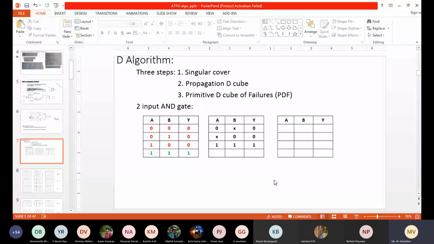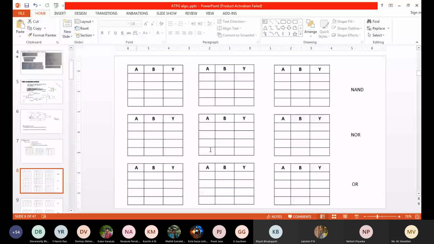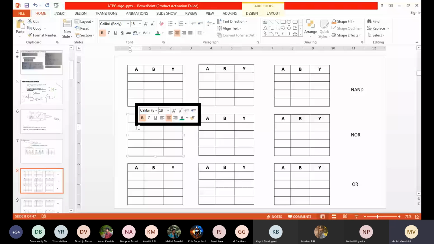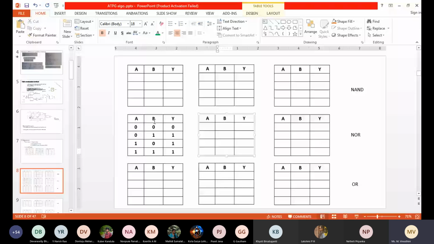Now let me do it for an OR gate. 0, 0, 0, 1, 1, 0, 1, 1. What will be my output? 0, 1, 1, 1. I have written the truth table for an OR gate. Let me split it into 2 groups. This is one group, these 3 under one group.